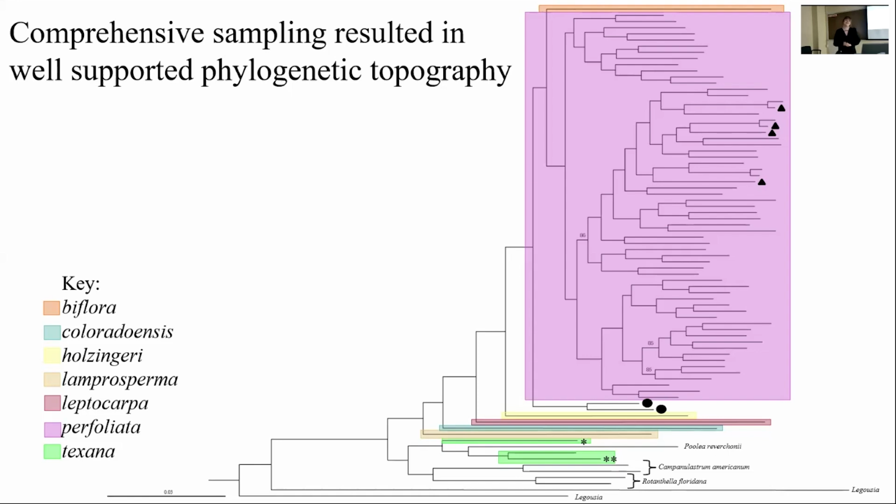However, when we got back to the lab, we looked at seeds from Foliata across this range, both within Texas, where Texana is, and outside of Texas.